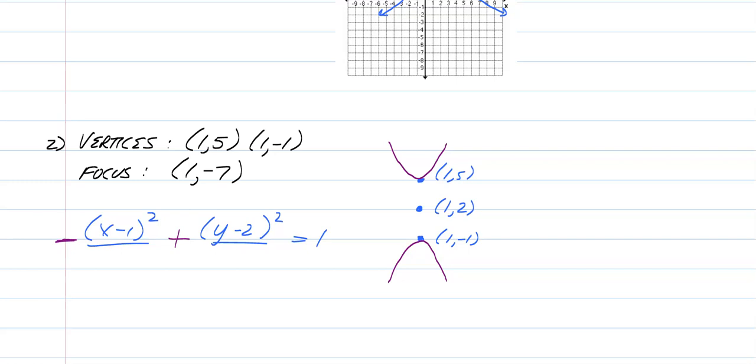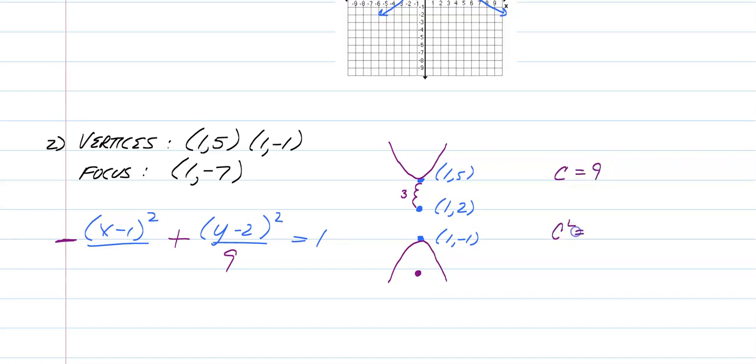So now, a couple things. We know that underneath our y, this is, as we've already talked about, 3. So underneath y, we're going to have 9. But now we need to figure out what we're going to put underneath x. And that's where the focus comes in. Our focus is at 1, negative 7. So way down here, we have 1, negative 7. But then again, that distance is c. So the distance from 2 all the way to negative 7 is c. So c has to equal 9.